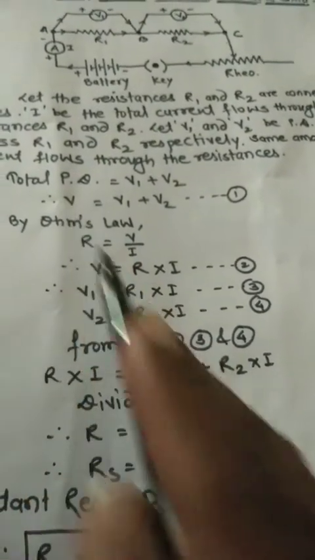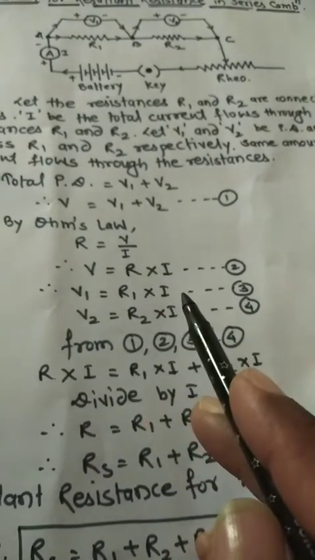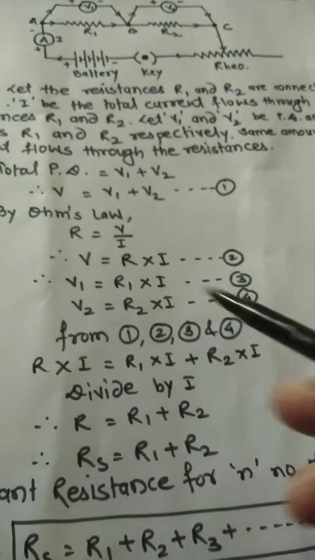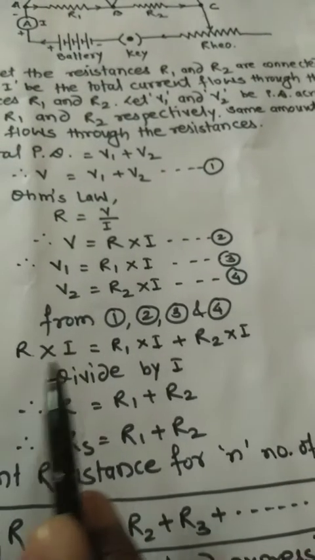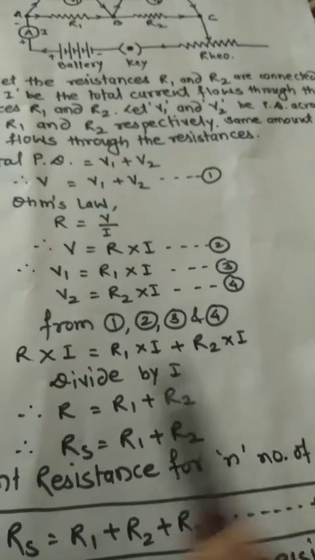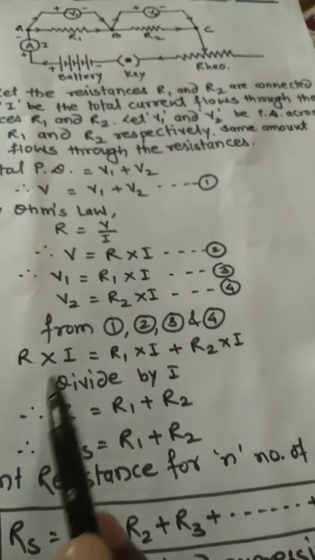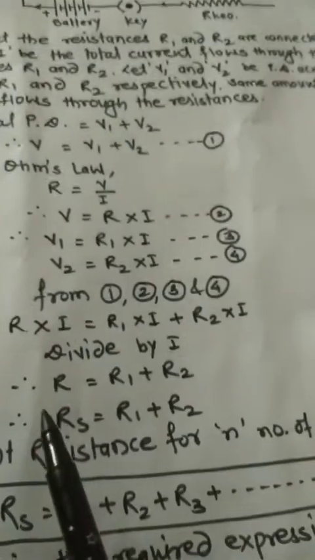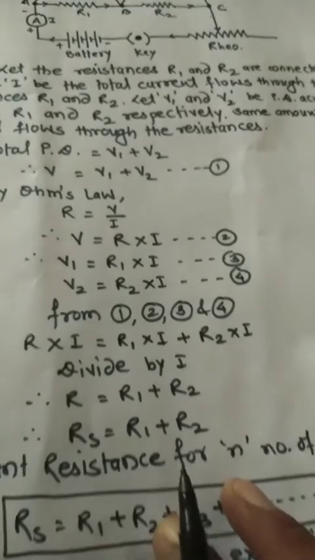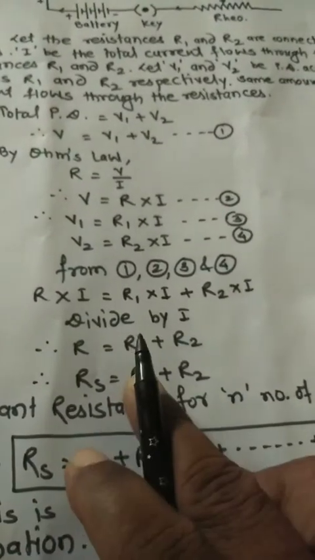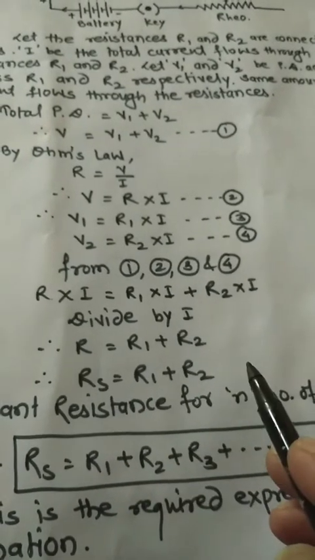What is the value of V? R into I. What is the value of V1? R1 into I. What is the value of V2? R2 into I. Substitute. So here what is common? I is common. So divide the whole equation by I. So what will happen? I will cancel. So what is left? R equals R1 plus R2. So these are in series combination, so we will write S here. So RS equals R1 plus R2.